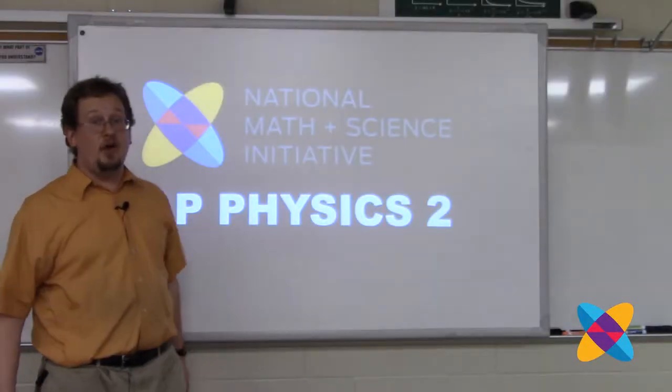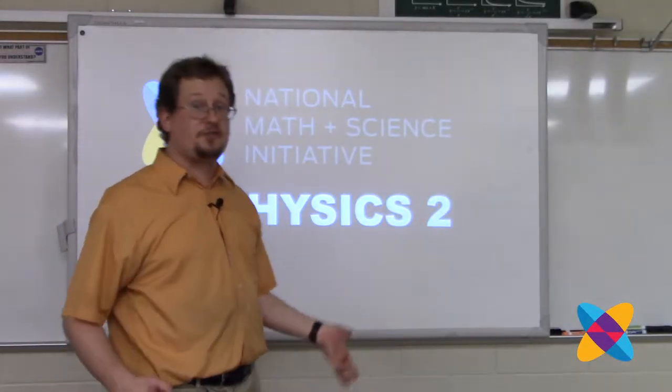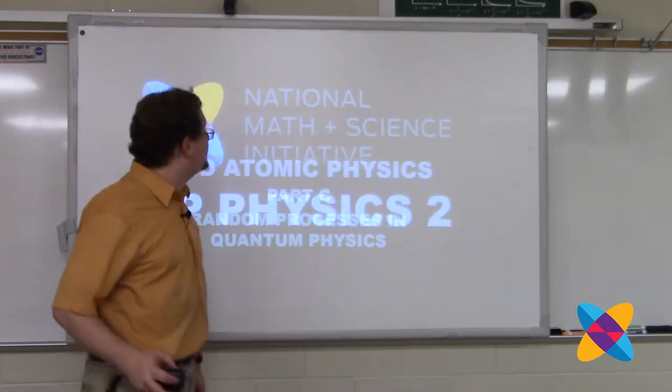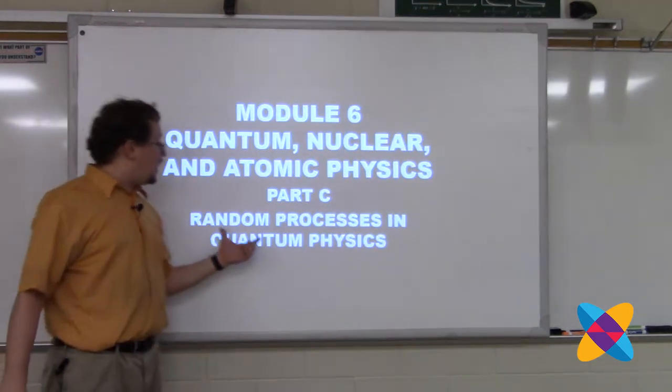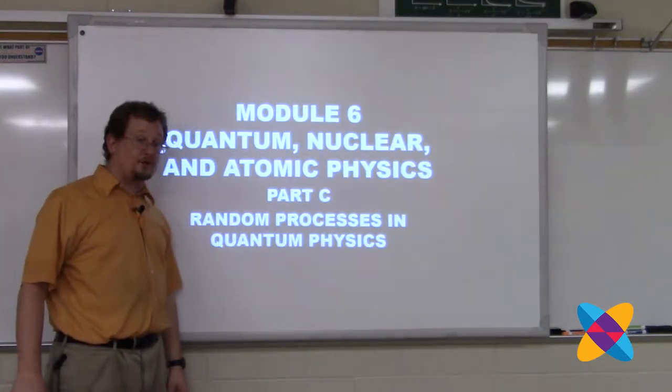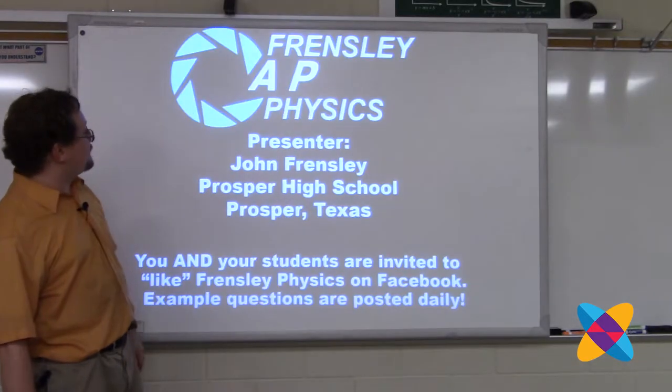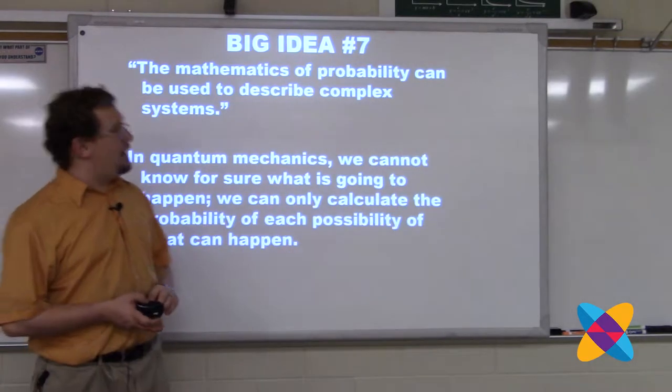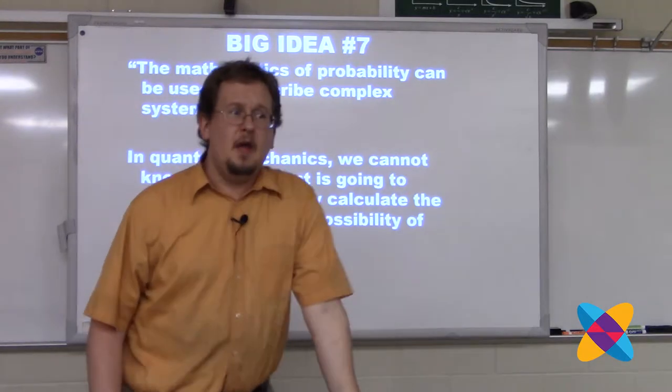All right, we're getting close to done. It's the end of module 6. We only have 2 more modules after this. Okay, we're going to talk about random processes in quantum physics. That's module C. This is big idea number 7.